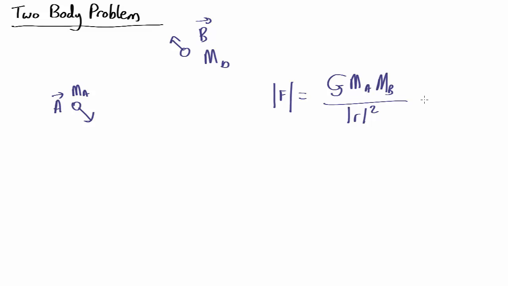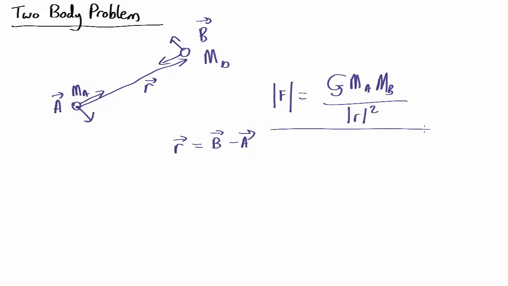We need a vector equation because we're going to need to know the direction of the force, not just how strong it is. And we know that the gravitational force will pull them towards each other. So what we can do is we can look at the vector from A to B. We'll call that r, the displacement vector. So we know that r equals b minus a. And we can then rewrite this force equation in vector form.